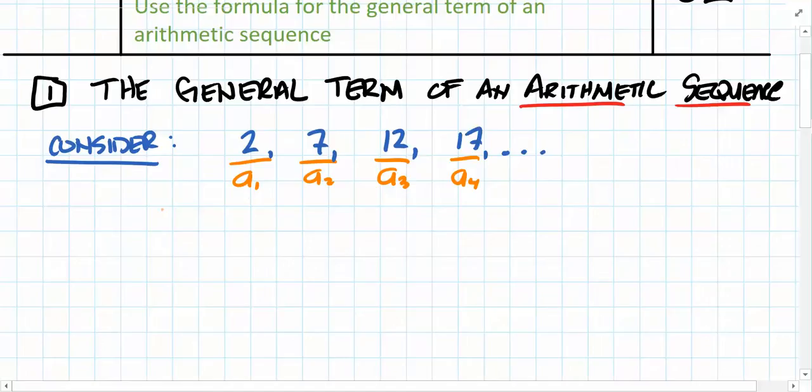So I know that the first term is a value of 2. And I also know that the common difference here is positive 5. To get from there to there, I'd add 5, and then add 5. So I know that the very first term is equal to the number 2, and the common difference is equal to the number 5. Well, I want to pose something to you.